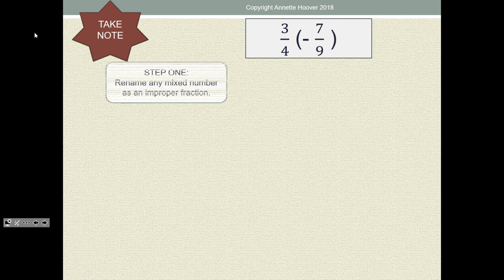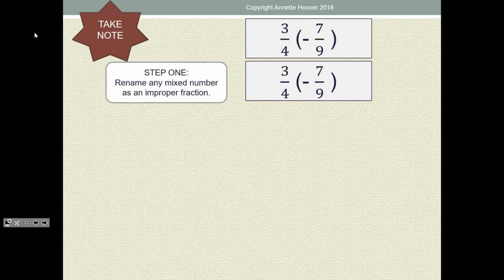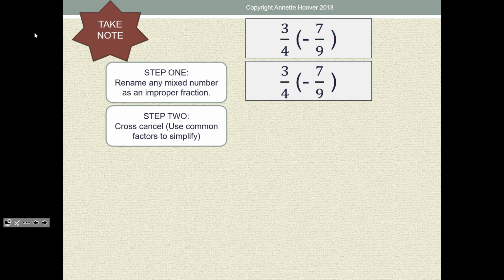The first step that you're always going to do is to rename any mixed numbers as an improper fraction. You cannot multiply with mixed numbers. We do not have any mixed numbers in this case, so we just still have 3/4 times a negative 7/9. Our next step is to look to simplify before we multiply, which makes our life a lot easier and helps us deal with smaller numbers.